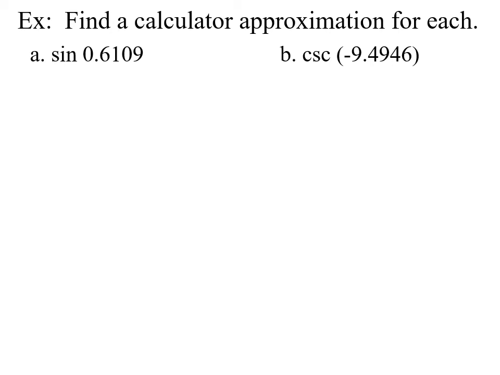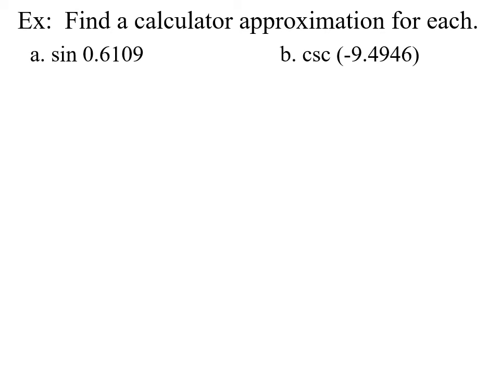Okay, now we're going to look at trying to do calculator approximations for radians. So here you notice there are no degree symbols on the numbers, the 0.6109 or the 9.4946. There's no degree symbol, so we assume that these are going to be in radians. So we'll want to make sure that your calculator is in radian mode. So it'll either have an R or an RAD at the top of your calculator instead of a D or a DEG. And basically we just type them in and see what we get.